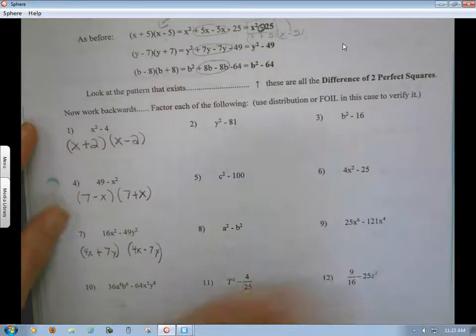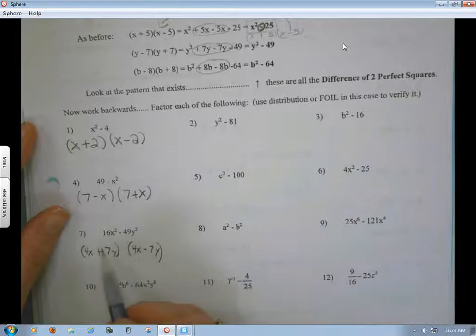Okay, and then if you want, you can FOIL them to check your work. You'll see the middle terms will cancel out because of the signs, and you'll be left with 16x squared minus 49y squared.